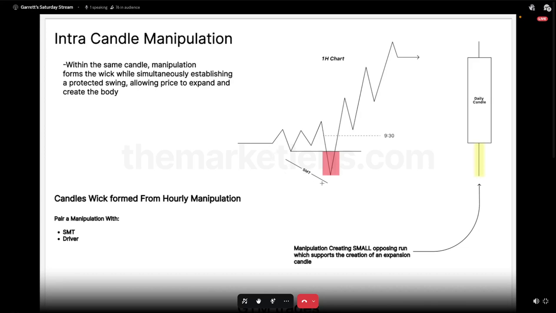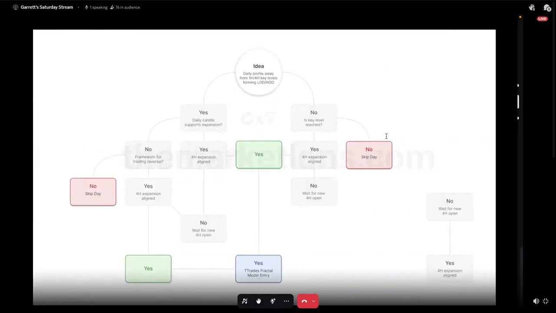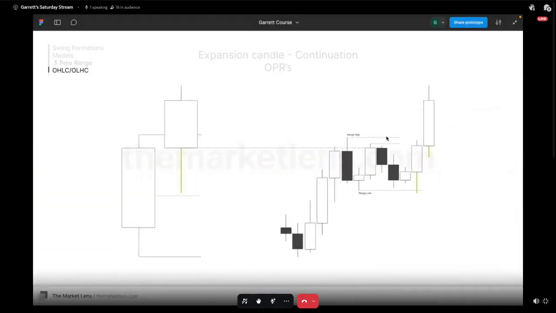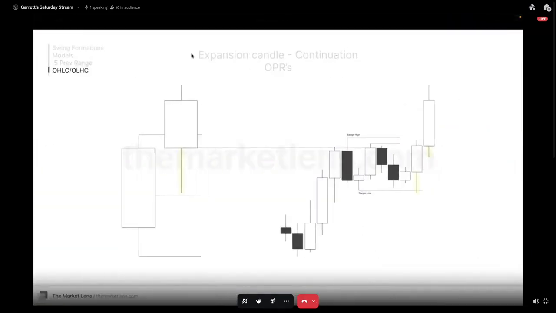And then we are obviously pairing a manipulation with an SMT, right? Because SMT is a filter for stop raids or manipulation. That's what actually is a high probable manipulation. And we can pair that with a driver as well. So I'm getting a little bit off topic here, but just wanted to add that in there. So yeah, this is a continuation with this model, right?